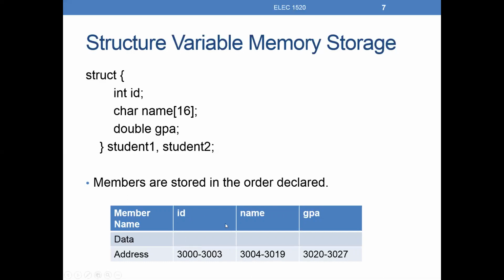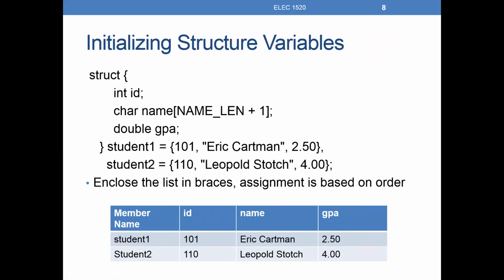So each one of these data members is stored in a contiguous area of memory, which will allow us to use pointers later with these. So here's an example.